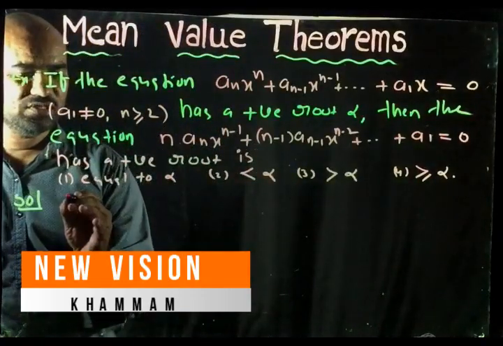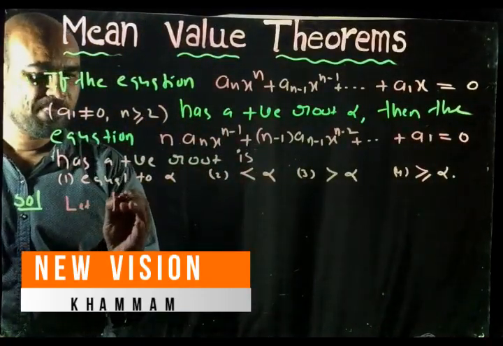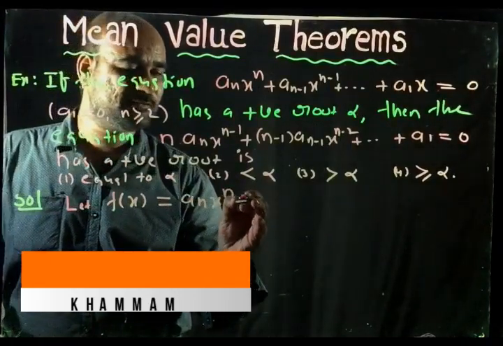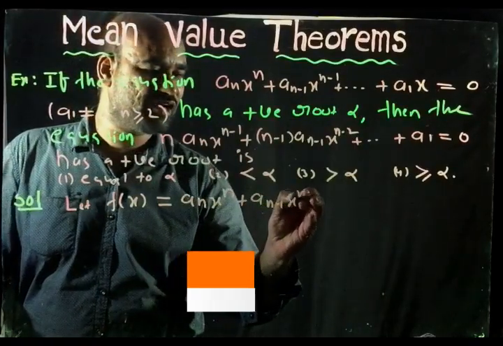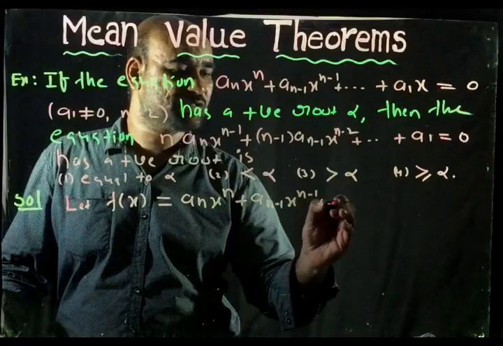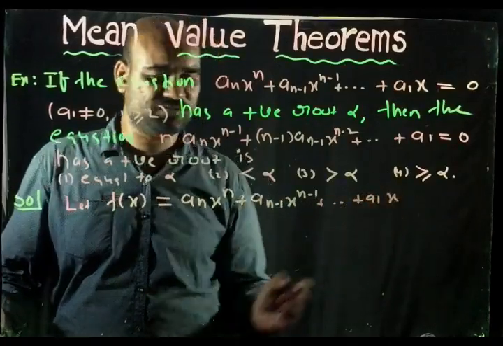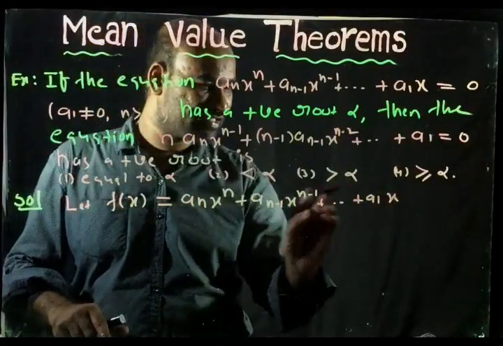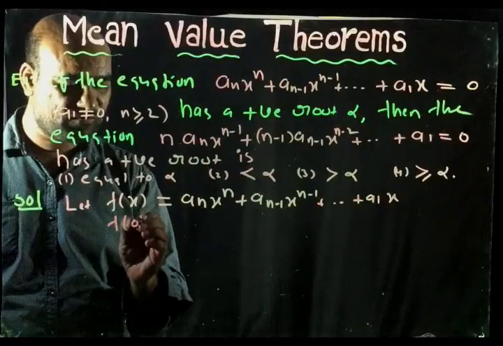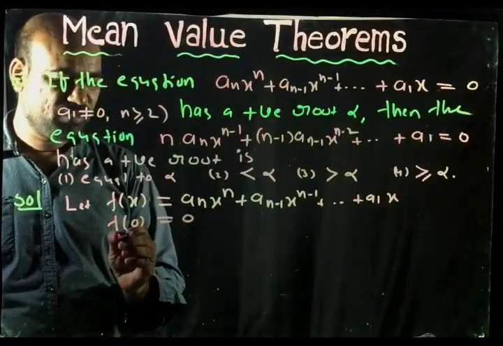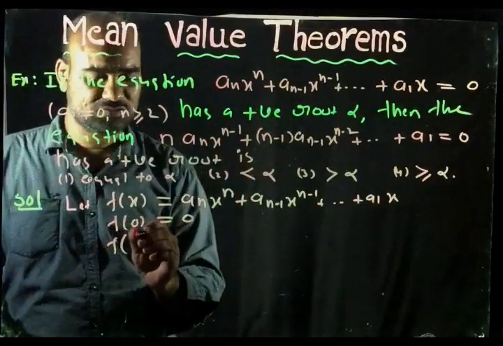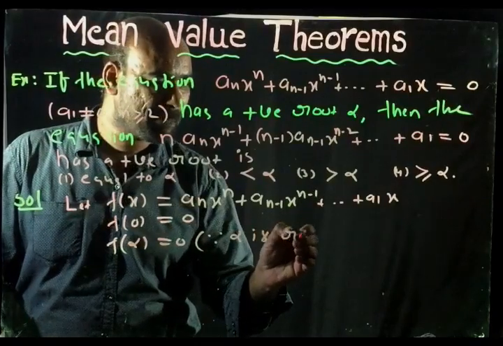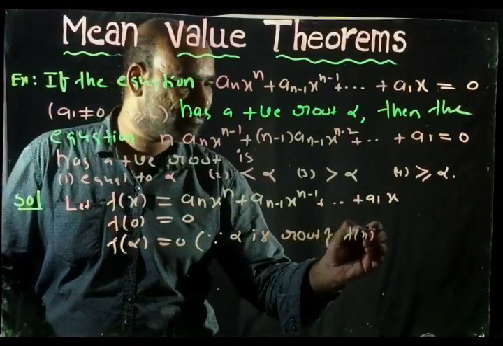Okay, do one thing. Let f(x) be taken as an x^n plus a(n-1) x^(n-1) plus so on plus a1 into x. Obviously 0 is satisfying this, so f(0) equal to 0. And f(alpha) is obviously 0, since given alpha is a root, f(x) equal to 0.